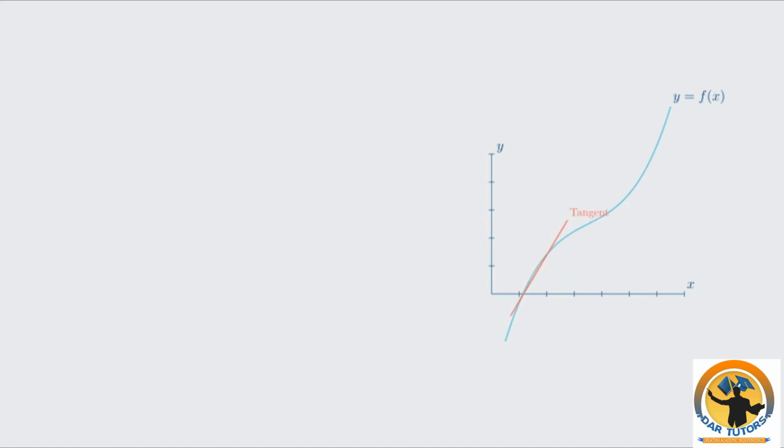Now, if we move to a different point on the curve, the steepness will likely change, and so the gradient of the tangent line will also change. This observation leads to a powerful idea. For many functions, the gradient of the tangent is not a constant number, but rather a value that depends on the x-coordinate. This relationship can be described by a new function. This new function, which gives us the gradient of the tangent at any point x, is called the gradient function, or the derivative, and is denoted as f prime of x. So, the gradient function f prime of x is a function that, for any given x value, outputs the gradient of the tangent to the original function f of x at that x value.